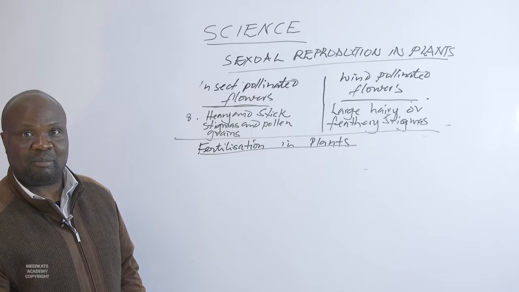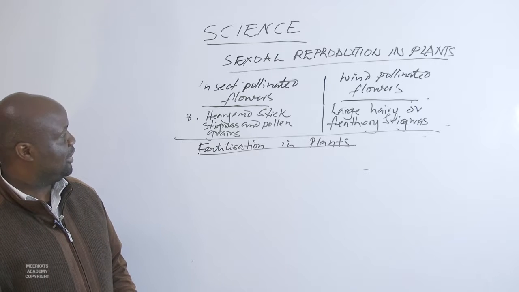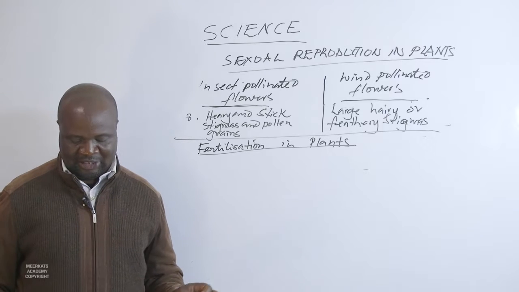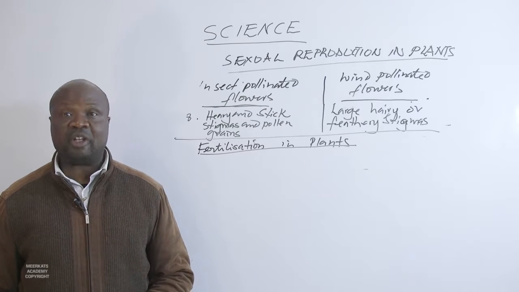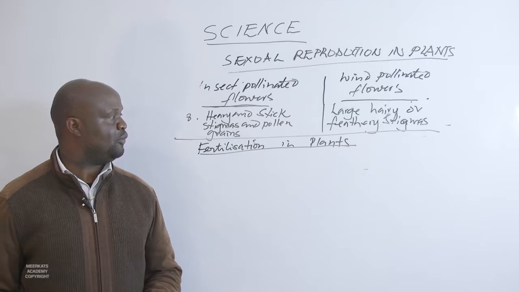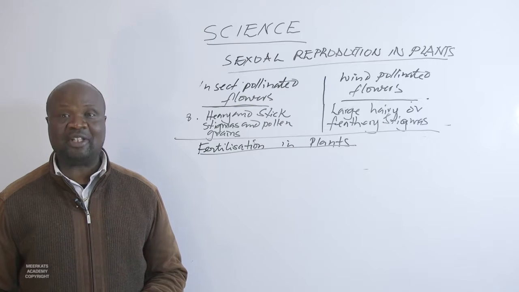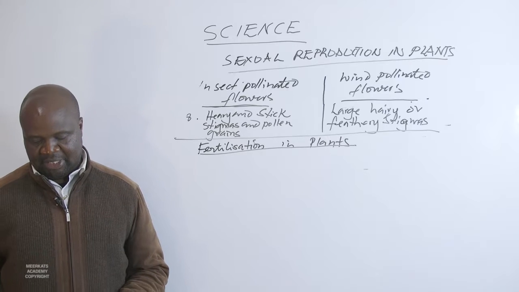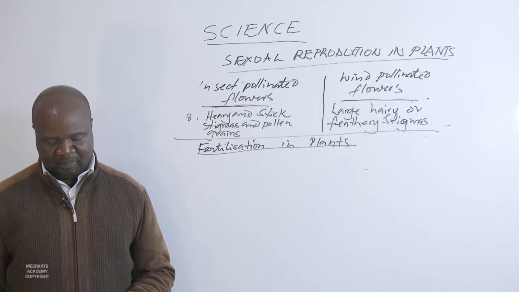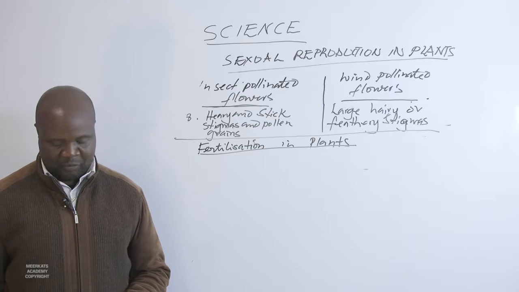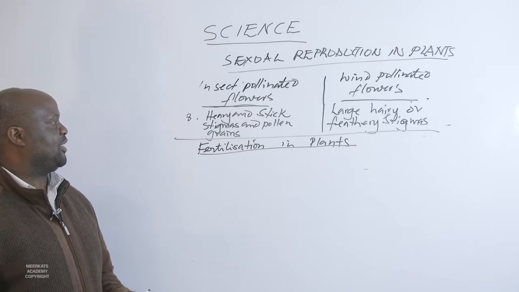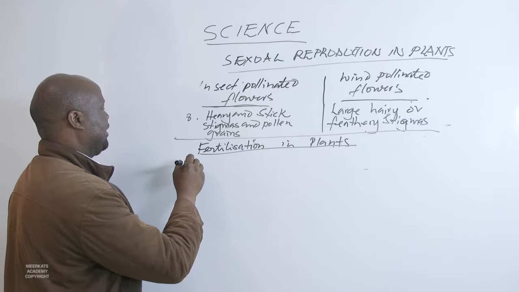We shall start by saying what is fertilization. We can describe fertilization as the fusion, or the union, between the nuclei of a male reproductive cell, that is the pollen, and the female reproductive cell, that is the ovule of a flower. Therefore, we can have a simple definition of fertilization.